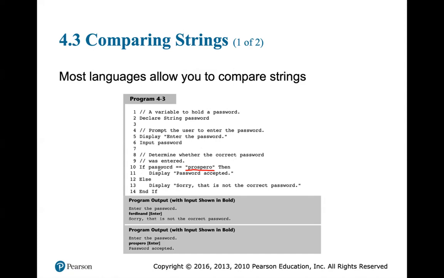Okay, so this is what we're checking. If password equals Prospero, then we're going to display password accepted and let that person in to our website. And else, if these two are not the same, we're going to display sorry, that is not the correct password. And here is just a little example. See, if somebody entered Ferdinand right here, we would display sorry, that is not the correct password. If somebody entered Prospero, password would be accepted. And that's what we would say, password accepted.